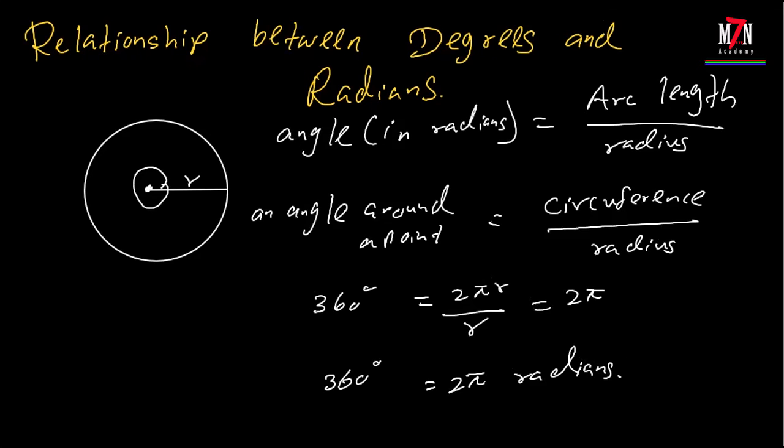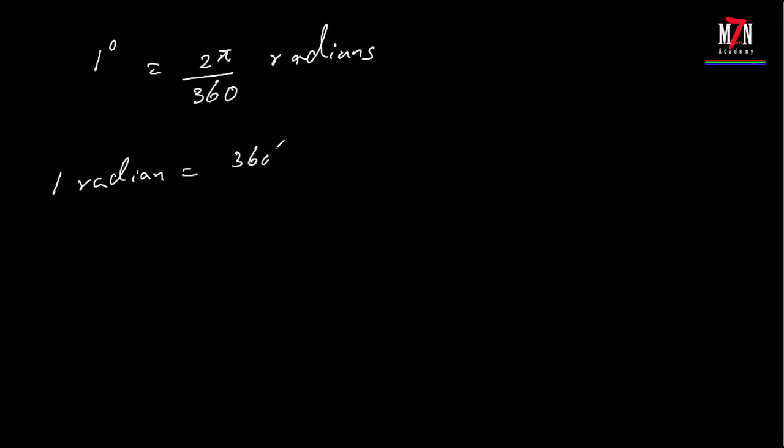So from that we have the formulas: 1 degree equals 2 pi over 360 radians, and 1 radian equals 360 degrees over 2 pi.